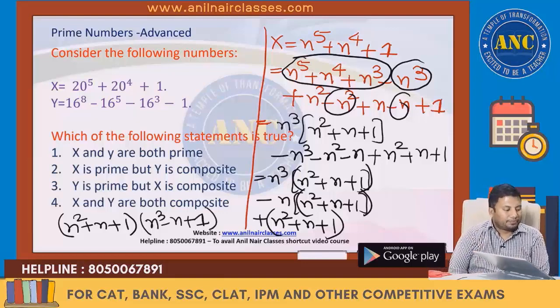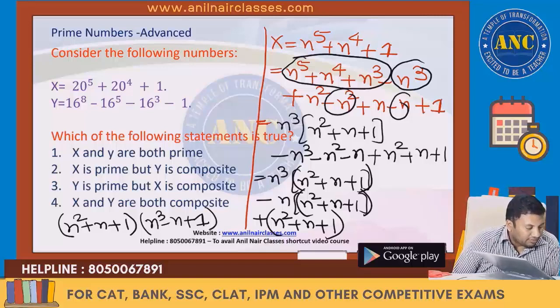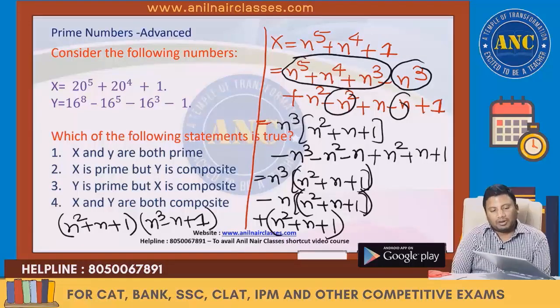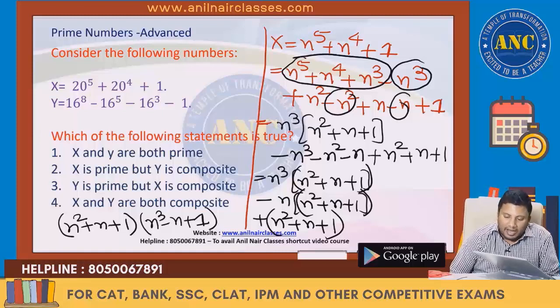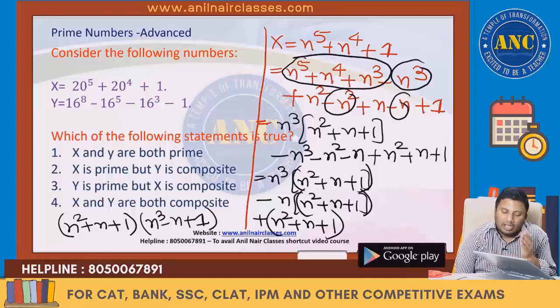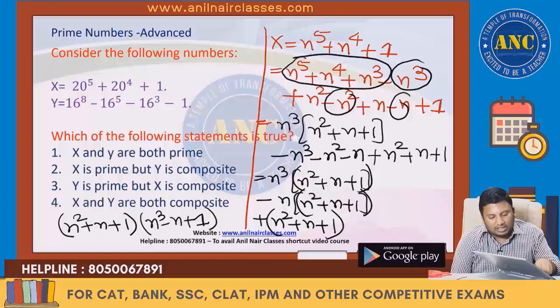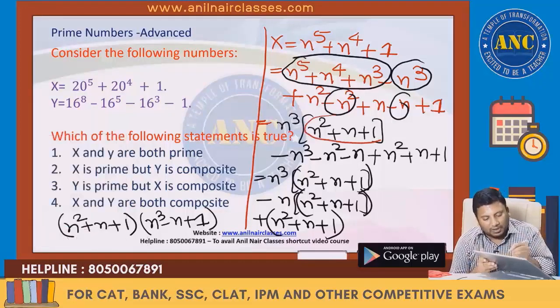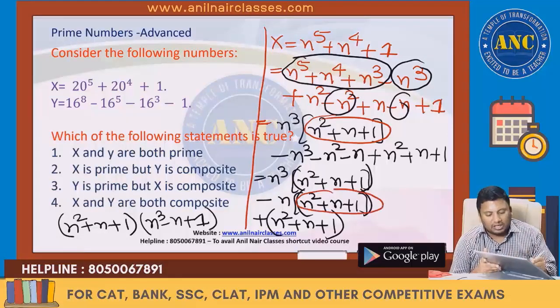See this equation. I will repeat it again in case of need. Just observe this: n power 5 plus n power 4 plus 1. I added n cube and subtracted n cube, added n square and subtracted n square, added n and subtracted n. If I take n cube common, n square plus n plus 1. Minus n cube minus n square minus n: from there if I take n common, again n square plus n plus 1. The third also gives n square plus n plus 1.